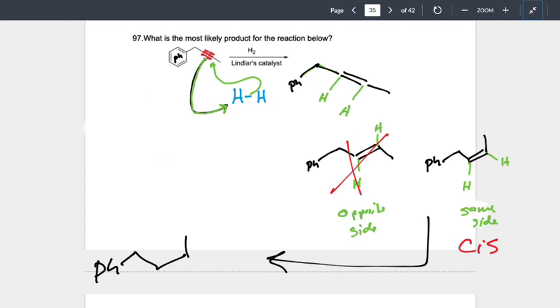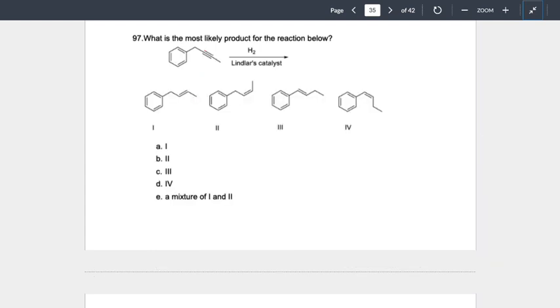I'm going to delete everything. Can I delete everything? Yep. We can now look at our answer choices. Which of our answer choices align? Structure 2 gives us a cis.